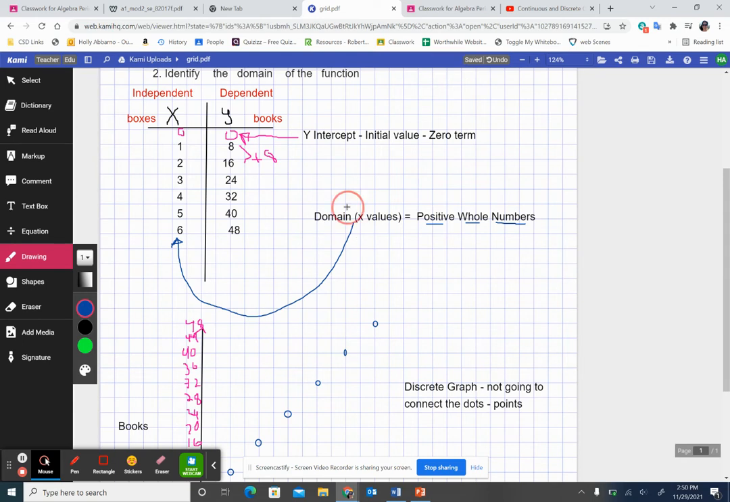Okay? So right here is your new vocab word. And we are going to identify our domains as positive, negative, real numbers, rational numbers, whole numbers. How are we going to identify them? Okay.